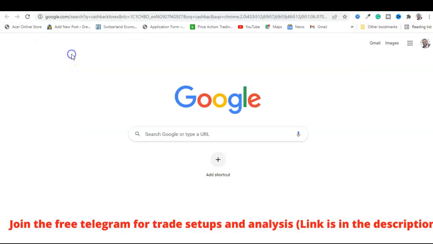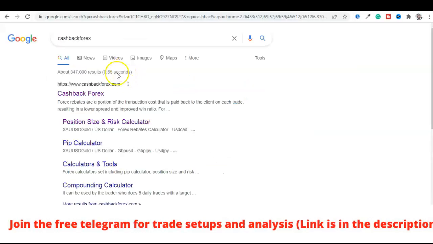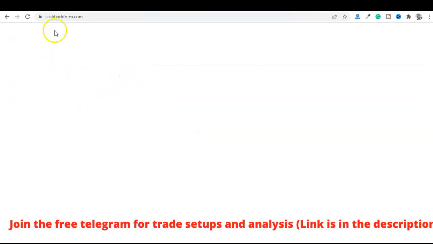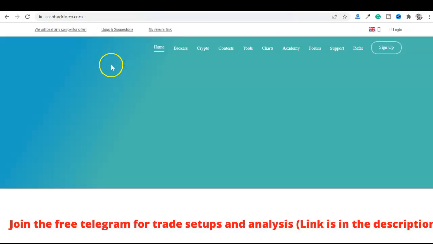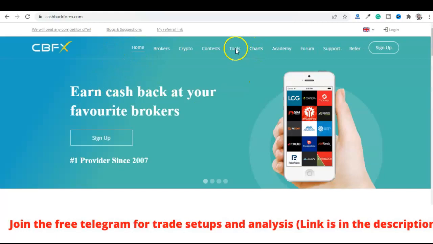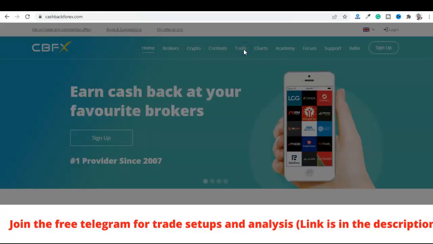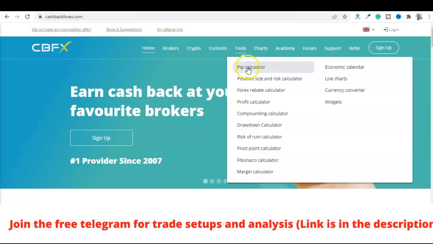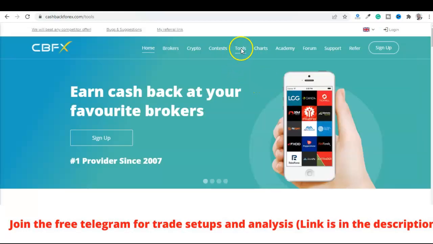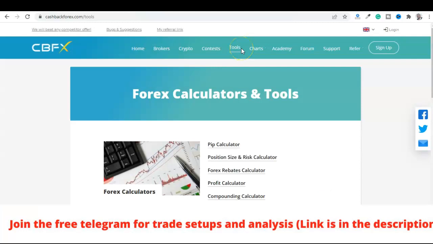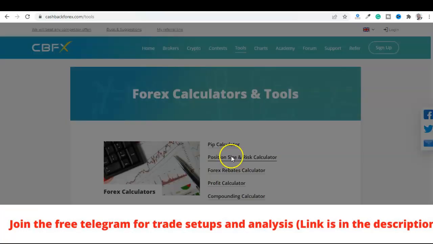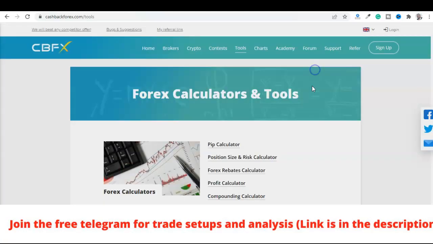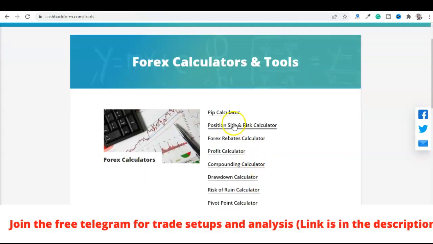Cashback Forex. You can go to cashbackforex.com. When you go here, this is also a beautiful tool for you. You click on tools, then you click on position size and risk calculator.